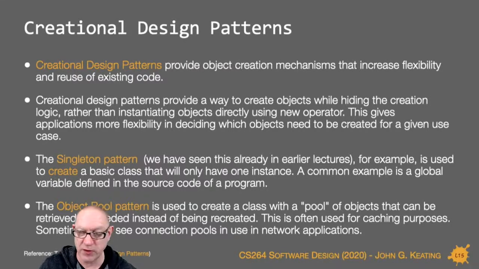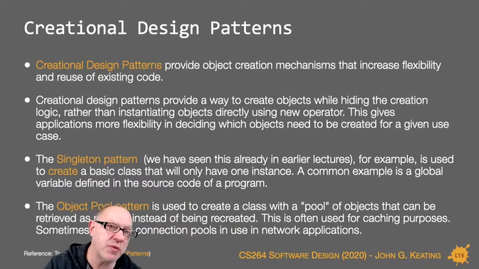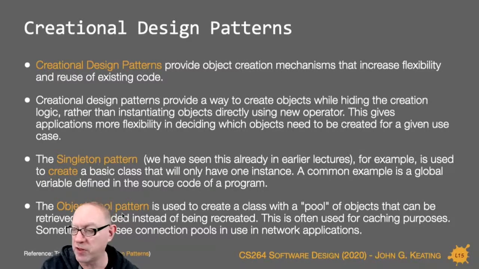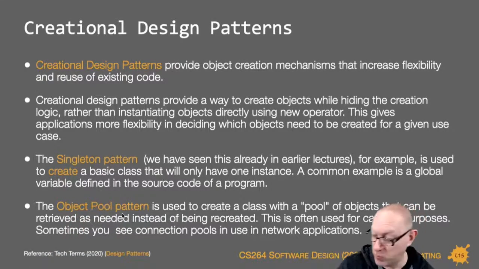It's nice. There's one called the Object Pool pattern, and that's used to create a class with a pool of objects that can be retrieved as needed instead of being recreated. There might be some work around that, or you might be providing an API or some information to people that is controlled. You don't want to be able to create infinite numbers of these things. Like, it can be used for caching purposes, and you might see connection pools in network applications where you want to reuse connections. You don't want to have infinite numbers of connections. So, there's lots of ways in terms of the way these things work.